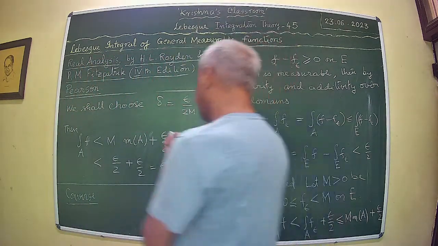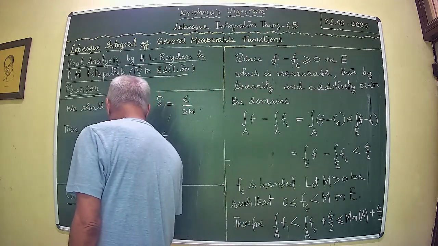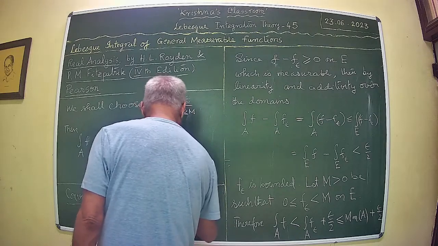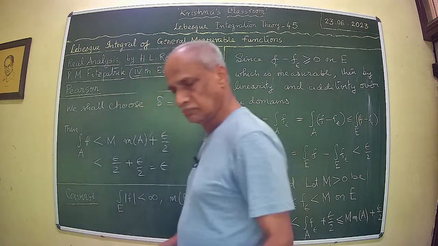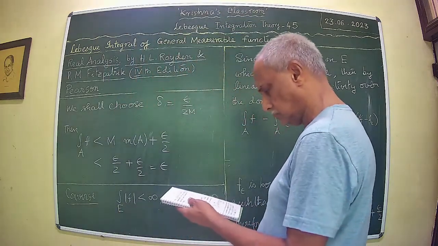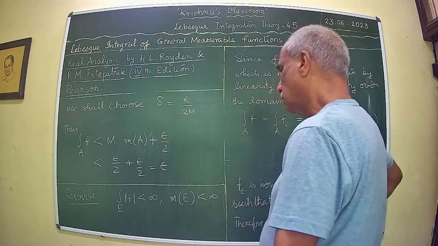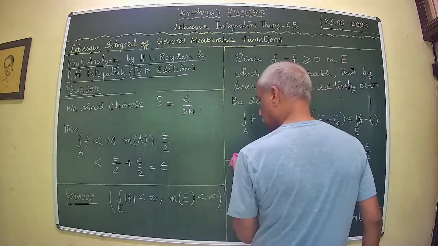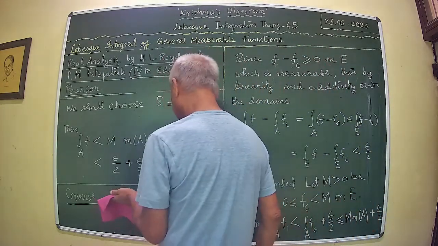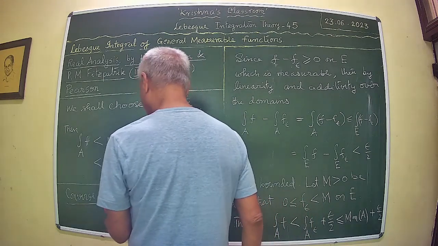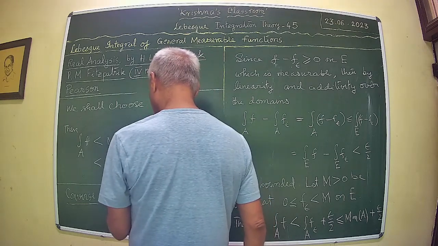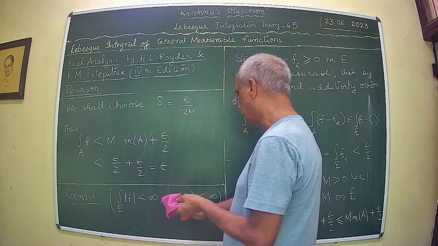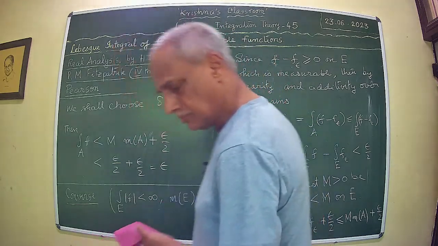In the converse, we have made an assumption that the integral over E is finite. So this is the assumption that we have made. We shall work on this. What we want to prove eventually is that this is finite, where the measure of E is less than infinity. So that's what we want.